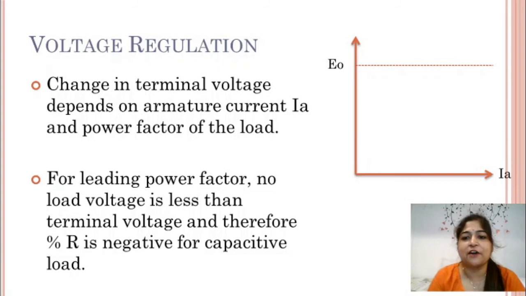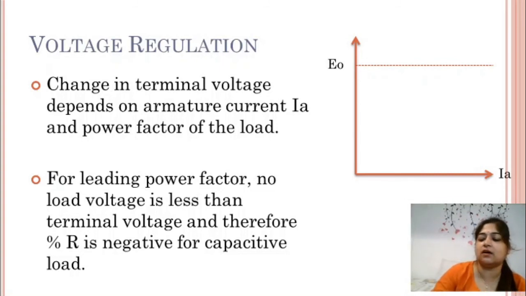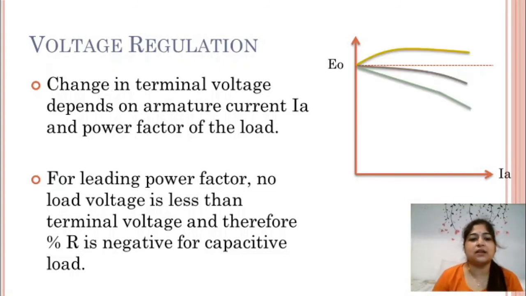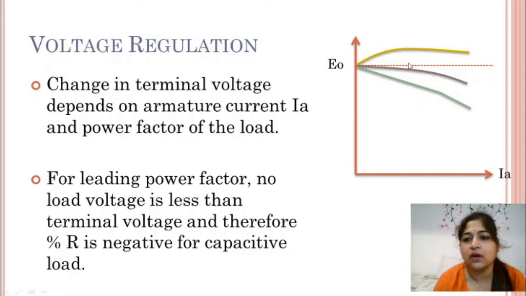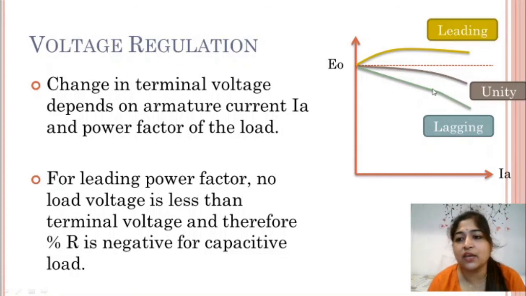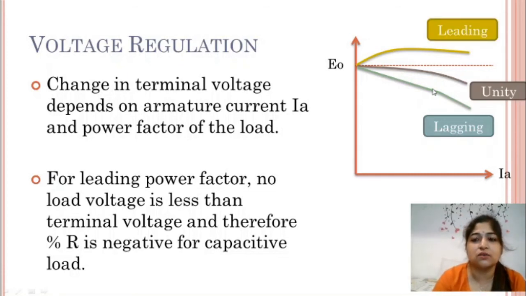Here I am drawing a graph between terminal voltage and armature current Ia, and these are the nature of the graphs. You will find that for a resistive load, the terminal voltage is slightly drooping in nature. For lagging load, the terminal voltage is very much drooping in nature. But for leading load, the terminal voltage is higher than the induced EMF. This line is showing the constant induced EMF, and these three lines are nothing but the lagging, unity, and leading terminal voltage for various loads.